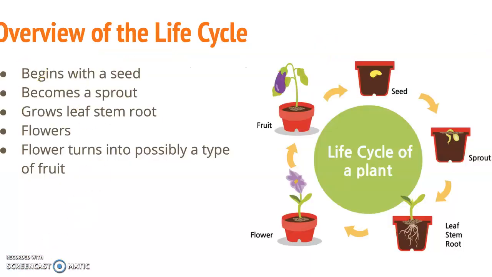So this slide is an overview of the life cycle of a plant. So it starts out as a seed, becomes a sprout, grows leaf, stem, root, becomes a flower, and then some flowers turn into fruits after that.